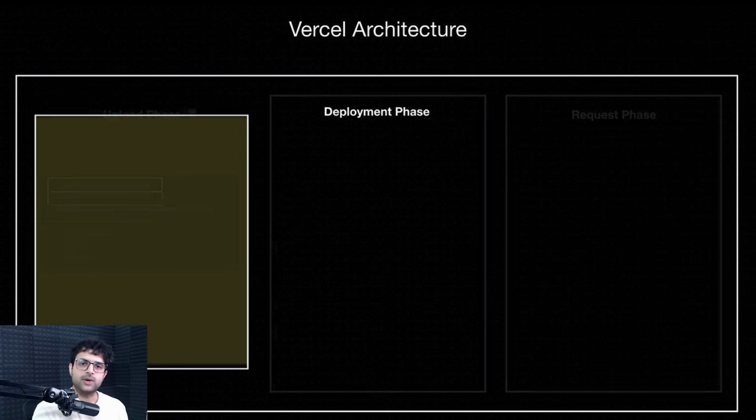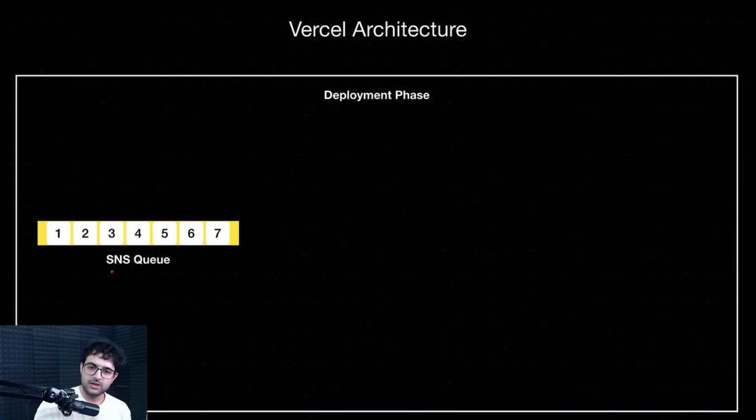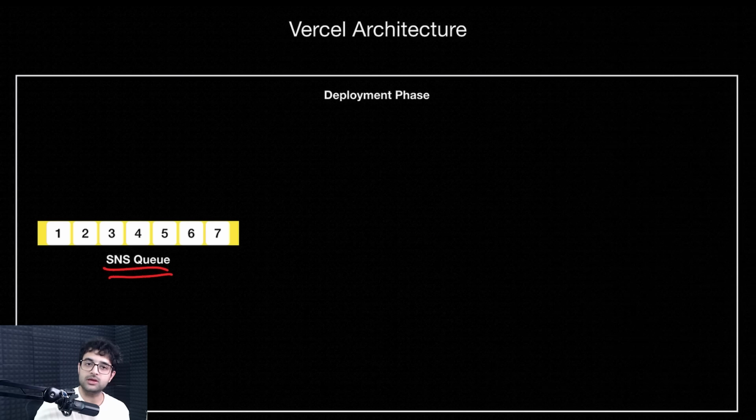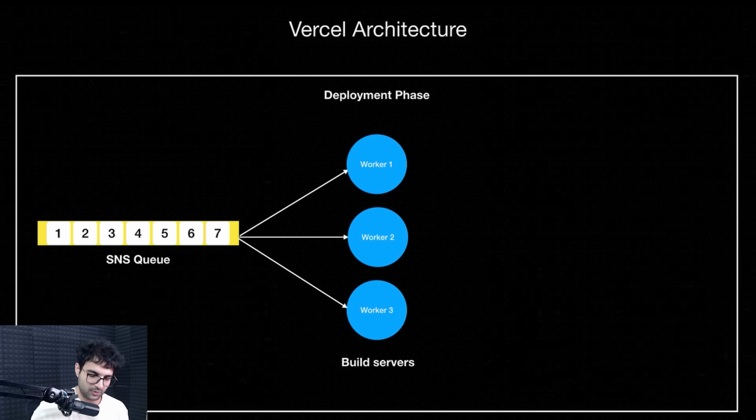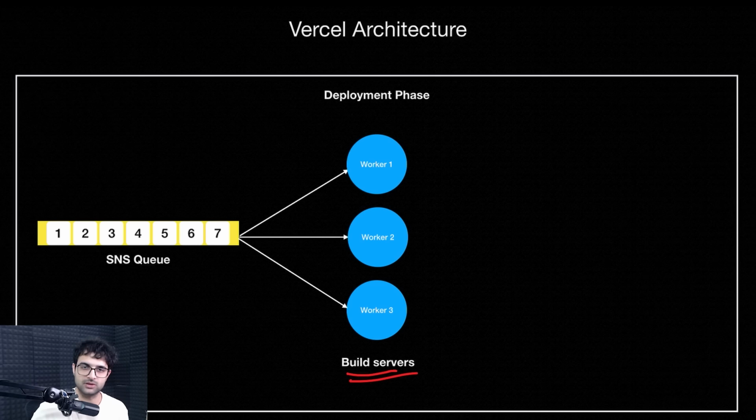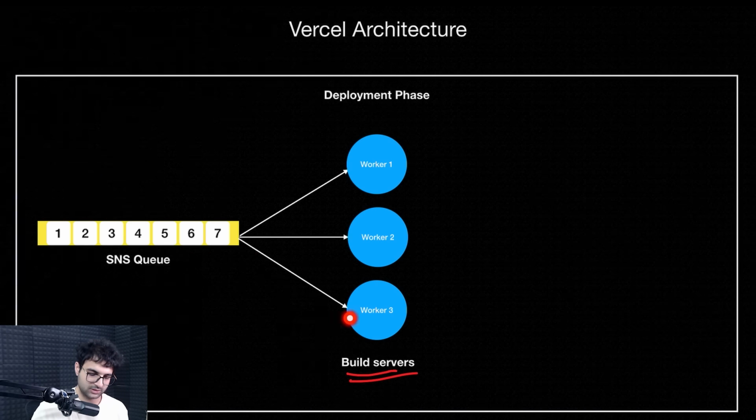Next up, let's look at the deployment phase. The deployment phase starts from the SQS queue, the queue that is being filled from the last step. The upload phase is uploading the files and pushing things on this queue. And who is pulling these things from the queue? It is the deployment servers, the build servers, whose job is, okay, bhai, number one, pull things from these queues.